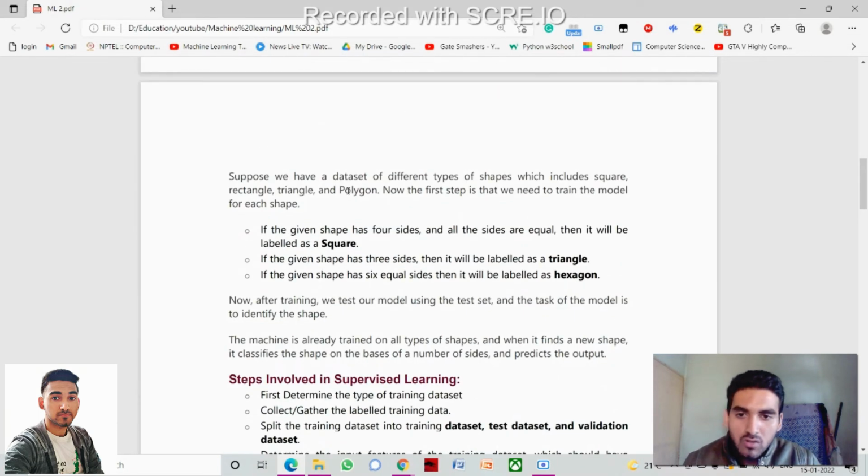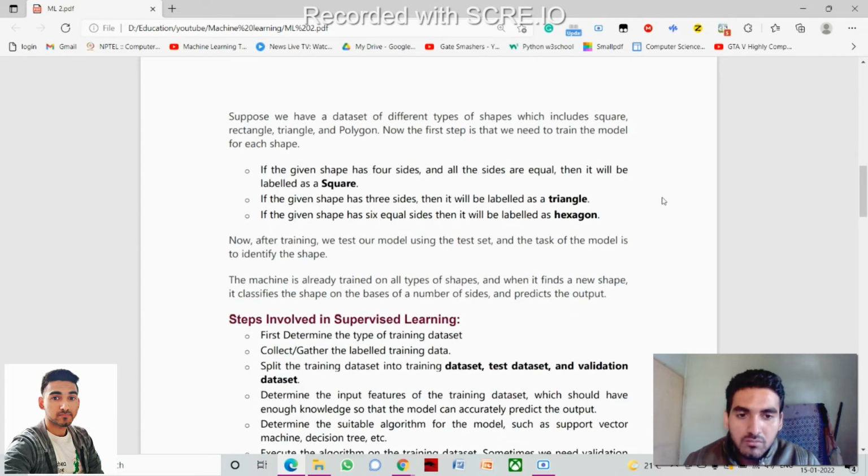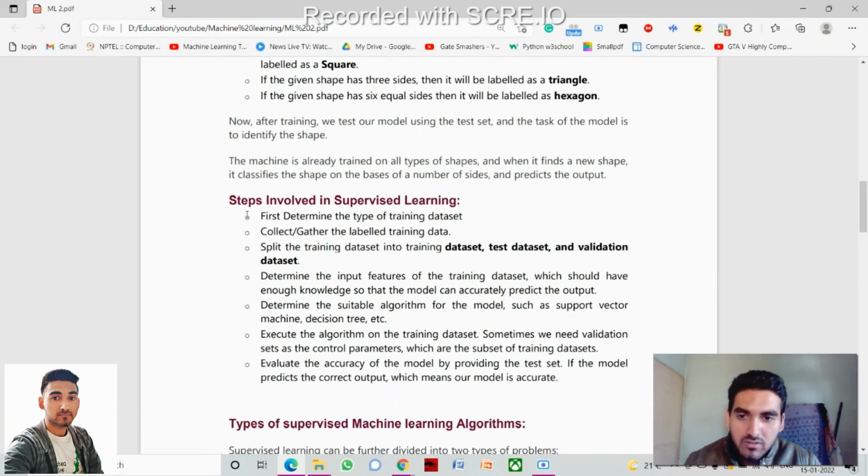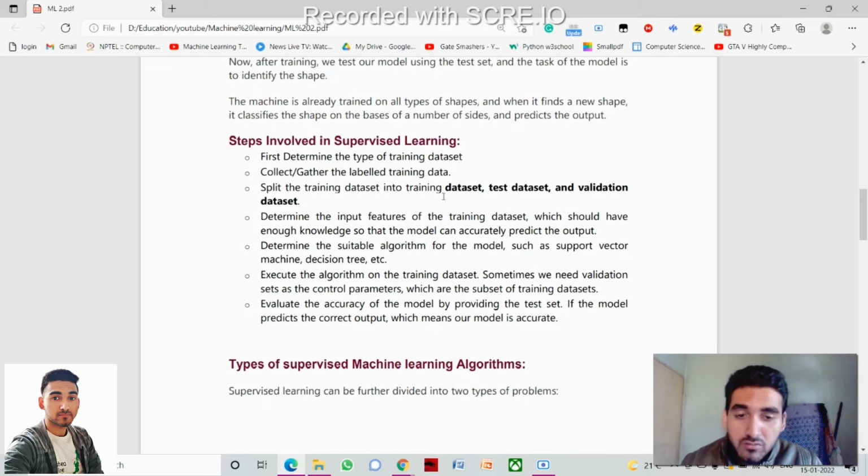Now, suppose we have a data set of different types of shapes which include square, rectangle. So what I said is written here: that is a triangle, the square and the hexagon. And then the steps, which steps are involved. So first determine the type of the training data set, then collect and gather the labeled training data, then split the training data set into training data set, test data set, and validation data set.